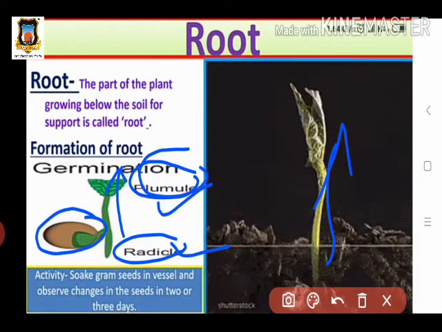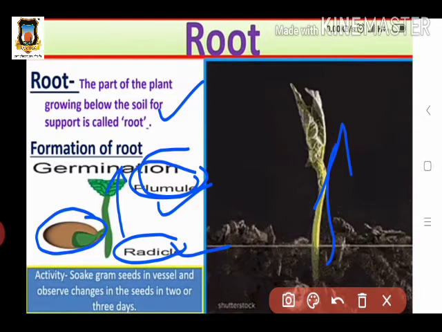So here what happened? These two parts get developed. Out of these two parts, the radicle which is growing inside the soil is called root. Here also we see the definition of root. What is the root? The part of the plant growing below the soil for the support is called root. Means this part is growing towards inside the soil. For which purpose? For giving the support to the plant.